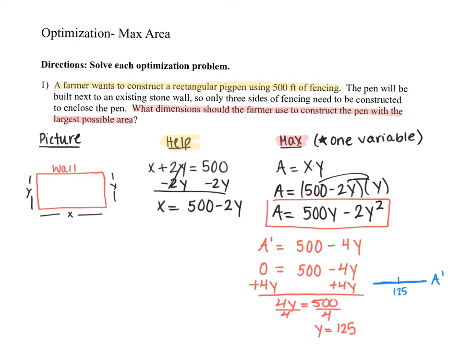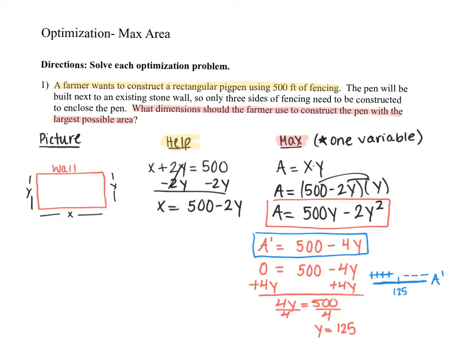So I'm going to use my A prime equation, which is here. If I'm choosing a number that's smaller than 125, say 0, then 500 minus 4 times 0 is 500. That's positive, so we can go ahead and put pluses here. And let's pick a number bigger than 125, say 200. If you plug in 200, 500 minus 4 times 200 gives you a negative value.